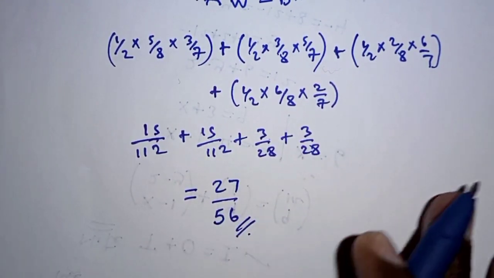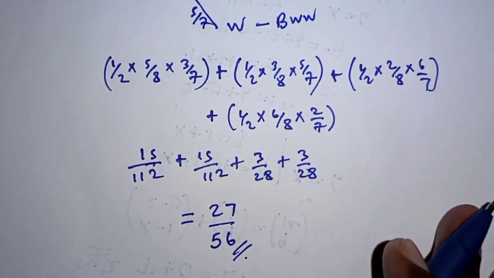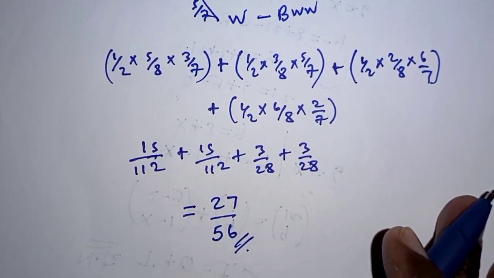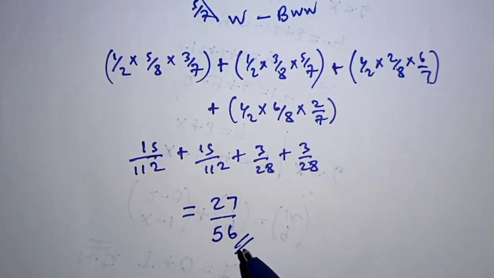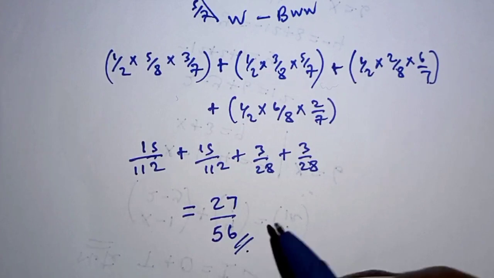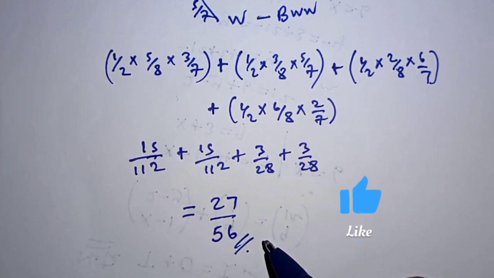So this is the probability that the two balls chosen are of different colors, just as had been desired in the question. Now with this, we mark the end of the solution to this problem.